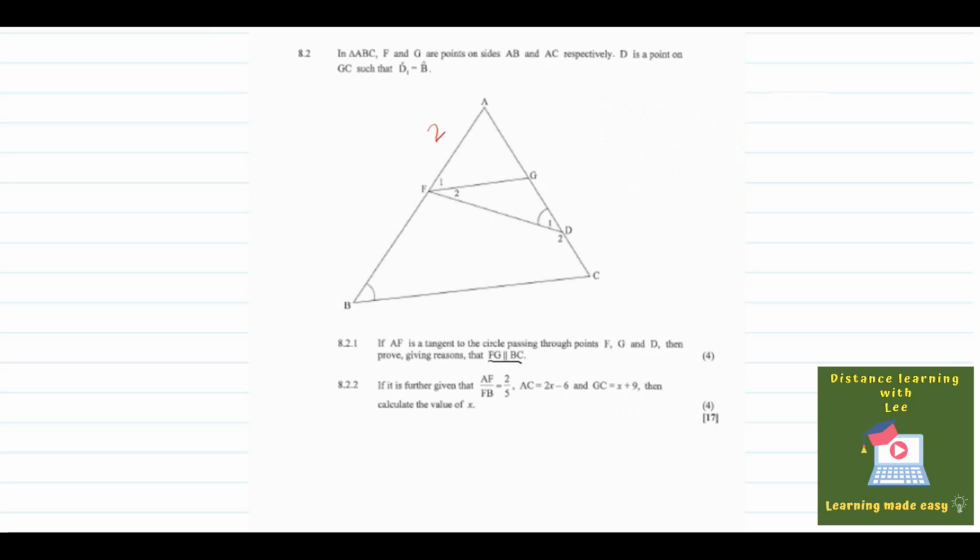We are told that FB is equal to 5. We're going to put that down. We are told that AC is equal to 2x minus 6. We're going to put that down. So that's the A and that's the C.